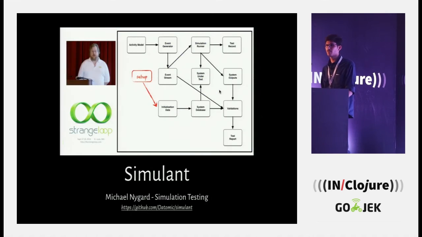And for simulation testing, there already exists a tool called Simulant for Clojure. This is Michael Nygard explaining Simulant. It was built by the Datomic team. Simulant is actually very well written. It is sort of a complete framework for simulation testing. We have taken so many ideas from Simulant. We have sort of extended Simulant maybe. But due to some nuances, we couldn't directly use Simulant. Okay. So these are the prior art.